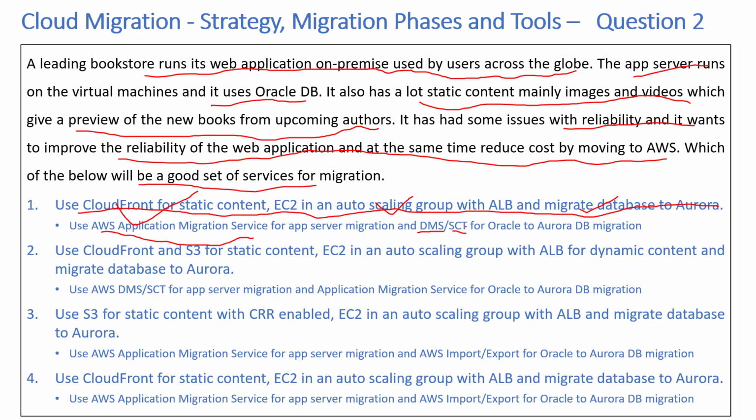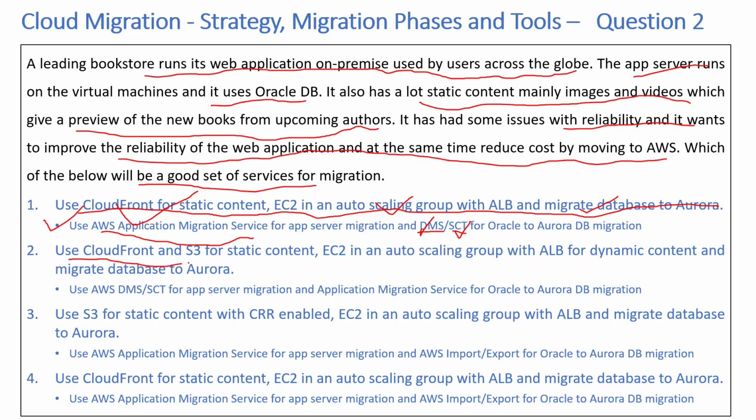migration. Basically, if the database is homogeneous, from Oracle to Oracle or MySQL to MySQL, then you use the DMS. But if you need to change the database engine, you can use the Schema Conversion Tool. So this looks like a good fit, but now let's take a look at the other options.